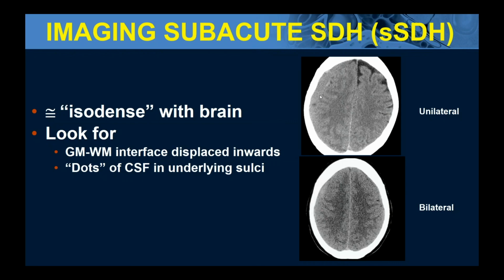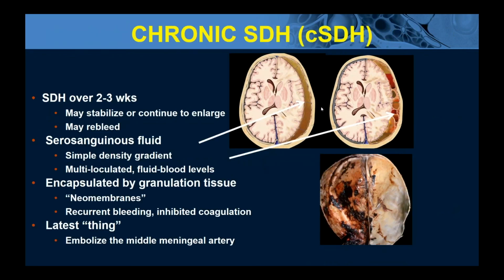And when it's isodense in the subacute stage, it can be difficult to see. Now, when we get to the chronic stage, this would be somewhere between maybe a couple of weeks and a couple of months and so on. You can get a subdural hematoma that looks like one of a couple of things.